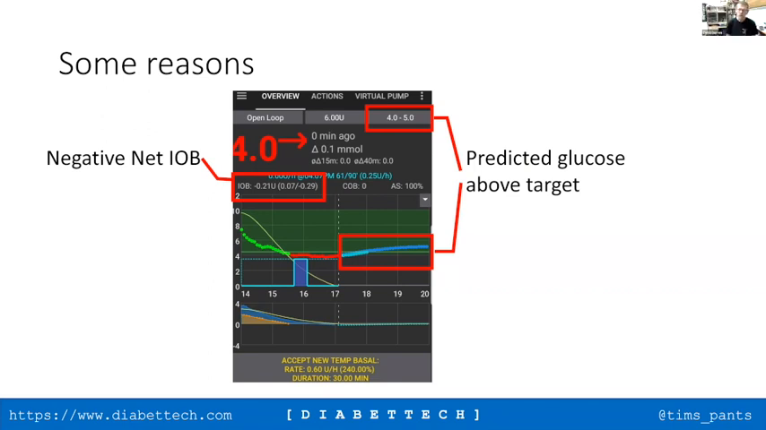Two questions. Is it worth talking about having a range as the target versus a single level? We can do that. Yes.